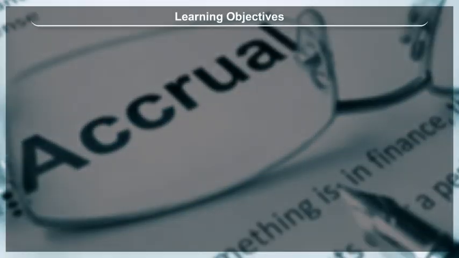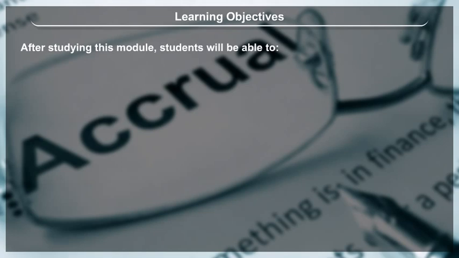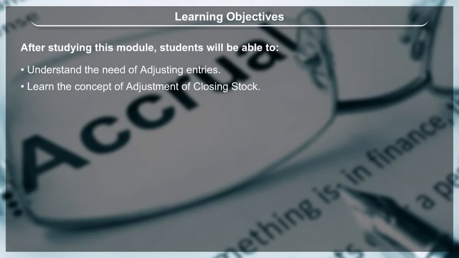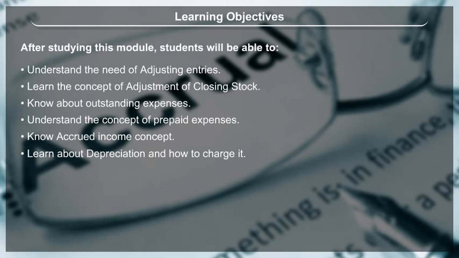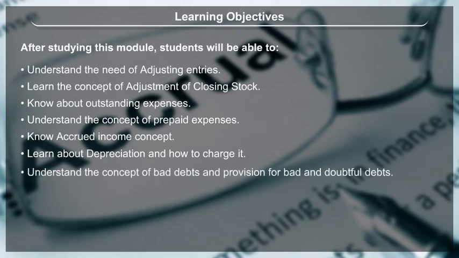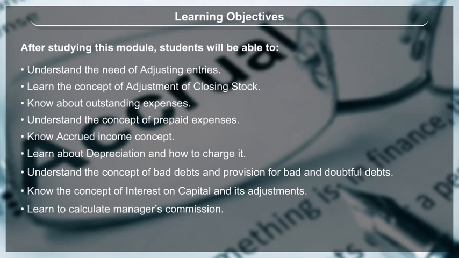Learning objectives. After studying this module, students will be able to understand the need of adjusting entries, learn the concept of adjustment of closing stock, know about outstanding expenses, understand the concept of prepaid expenses, know accrued income concept, learn about depreciation and how to charge it, understand the concept of bad debts and provision for bad and doubtful debts, know the concept of interest on capital and its adjustments, learn to calculate manager's commission.